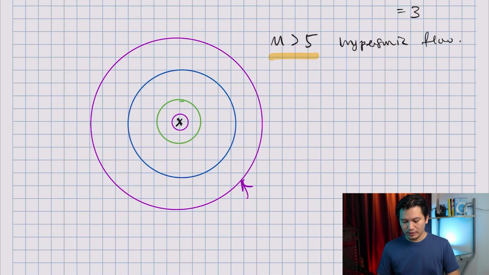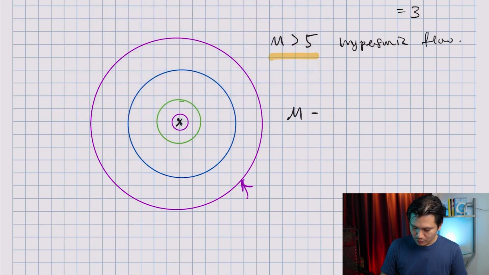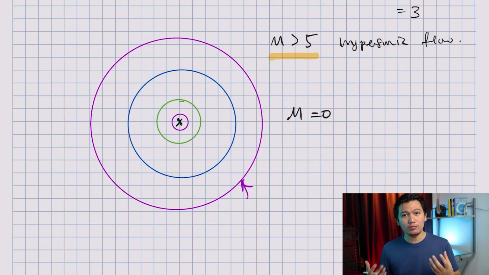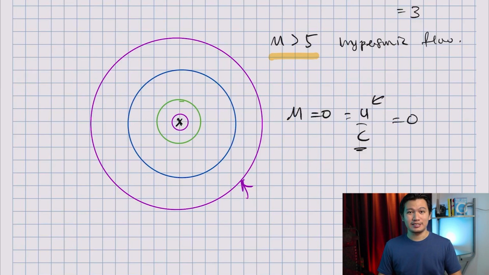So this is what happens at Mach number equal to 0, because I'm not moving at all, so my velocity is 0. This is u over c. Of course, you have some value for c, but my velocity is 0. So this is Mach number equal to 0.